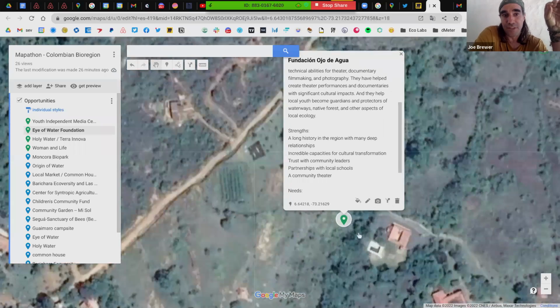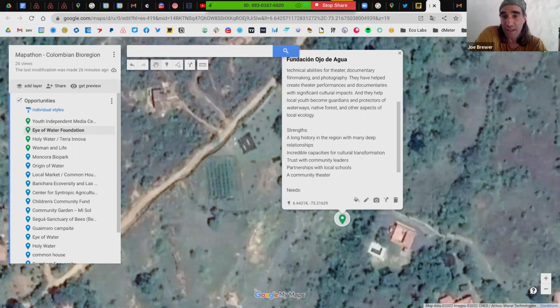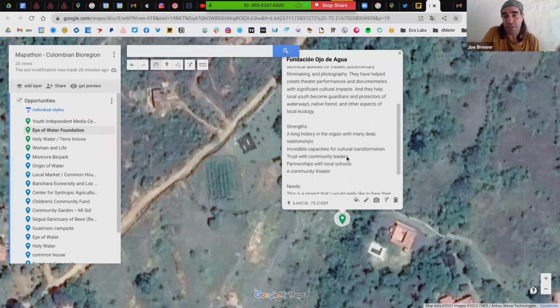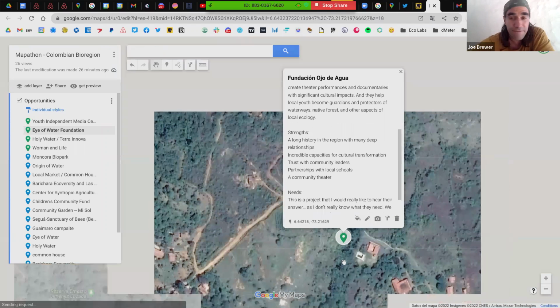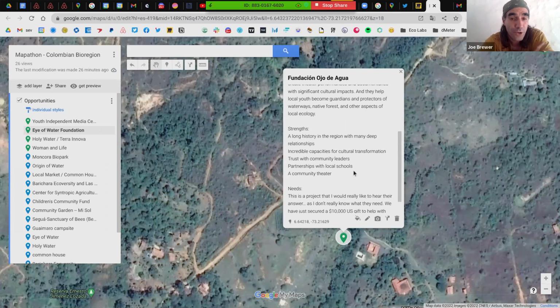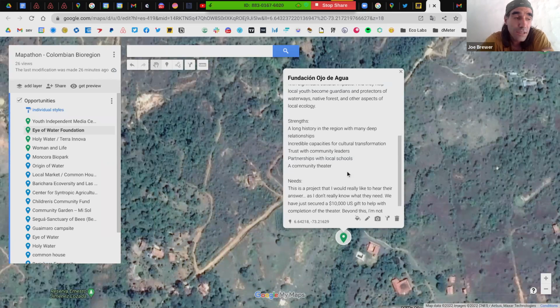And so they call themselves the Eye of Water, Ojo de Agua, because when you look through the eyes of water, you can see the pathway to peace. You can see the movement and connection of life across the territory. And so what I think is really amazing about their work is that they have very strong connections with the rural schools and with the teachers.